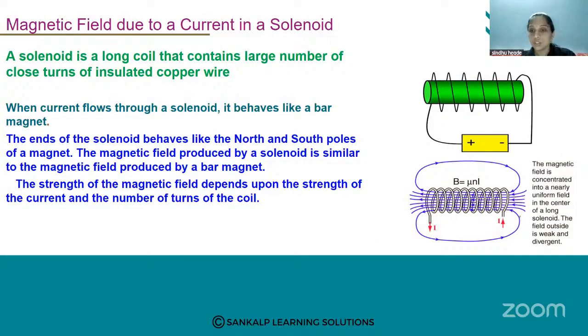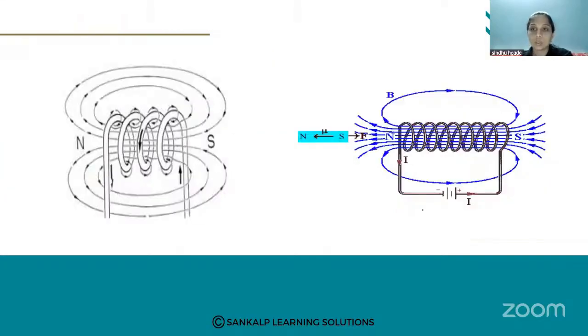See here. The direction outside the magnet is always from north to south. Inside the magnet, it is always from south to north. Where did we study this? We studied it in bar magnets, right? This concept is also completed.